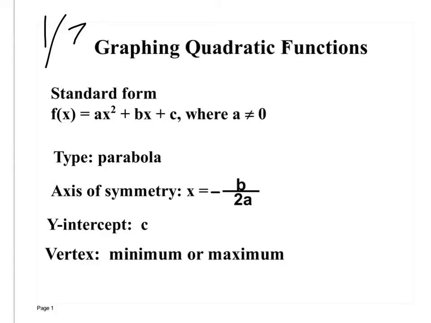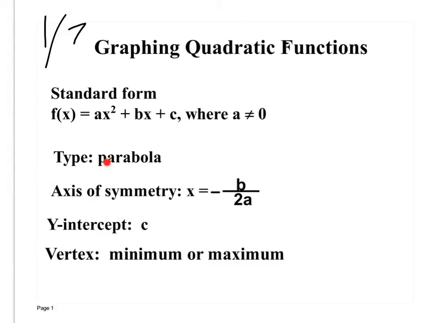Today we're going to do graphing quadratic functions. All right? Quadratic functions are nonlinear. Okay? It's written like this. This is the standard form of it. f(x) is equal to ax squared plus bx plus c, where a does not equal 0. a cannot be 0. That's what this says right here. Okay? For it to be a quadratic function.